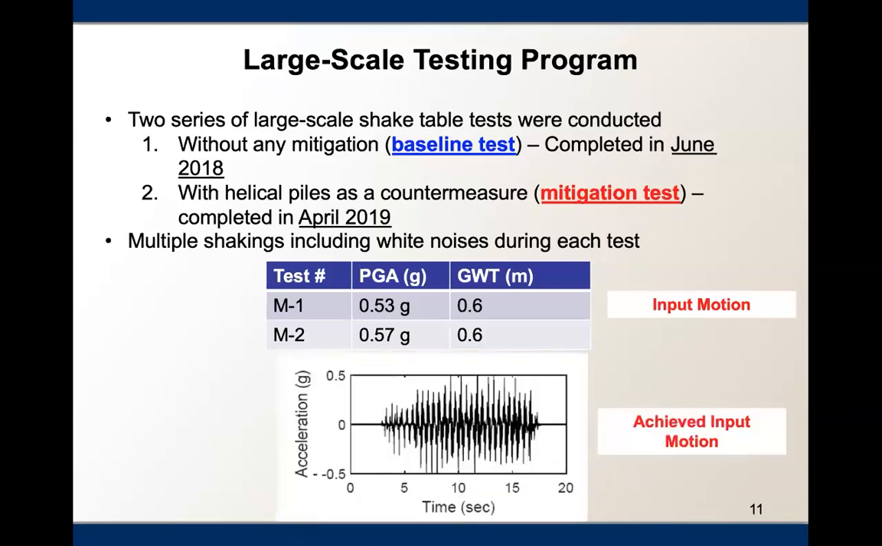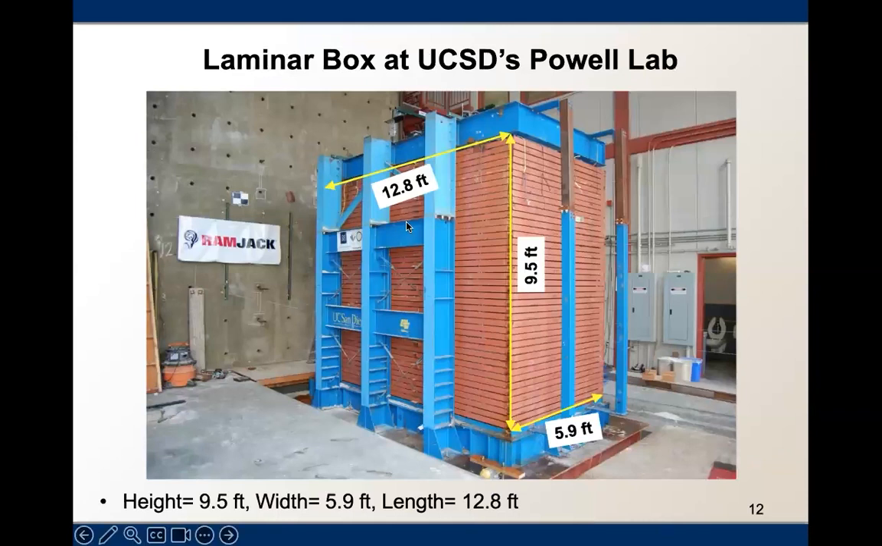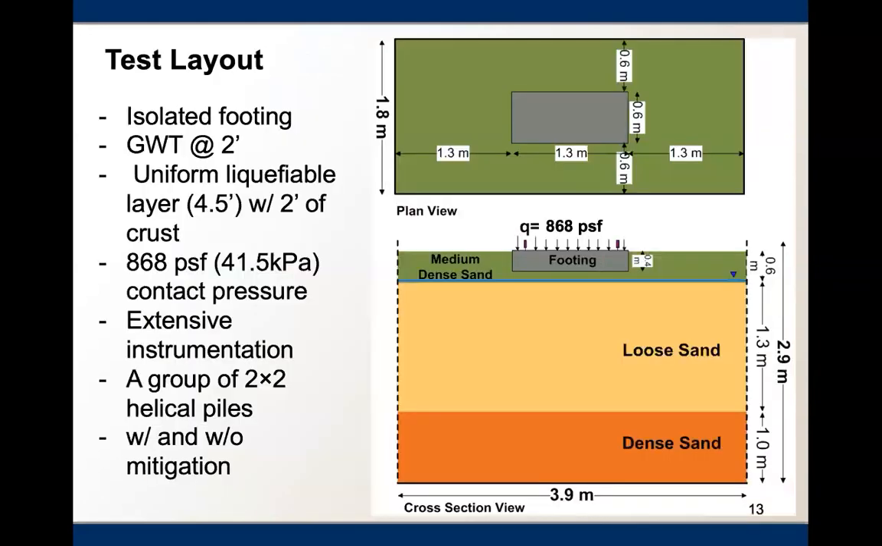This is an example of achieved input motion, which is basically recorded acceleration at the table. This is a laminar box at UCSD we utilized. The height was about 9.5 feet. And these different layers, they can move relative to each other, reproducing free field ground conditions and minimizing the boundary effects.